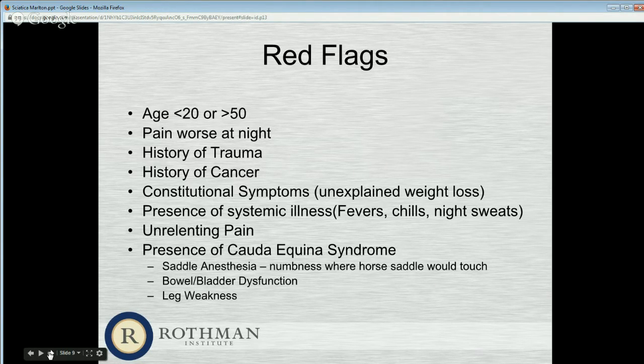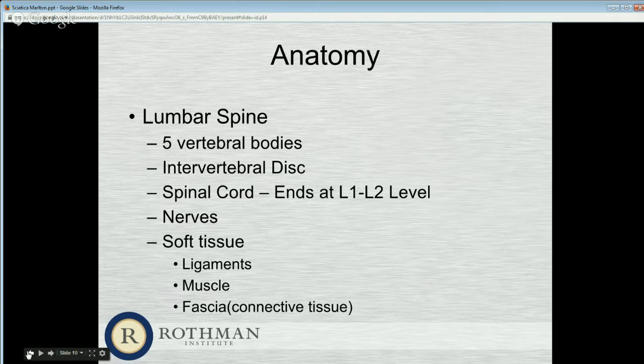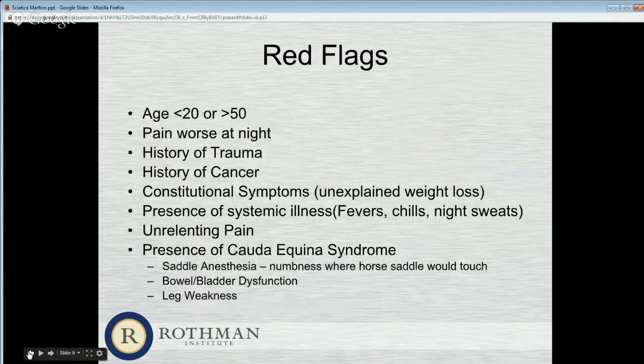Now, cauda equina syndrome is almost an emergency where we need to take you into the hospital, make sure that there's nothing pressing on the nerves, and decompress you urgently. So what does that mean? Three symptoms: saddle anesthesia. Imagine you're sitting on a horse, anywhere where that horse saddle is touching you is the saddle region. So, down in the area where you can't feel yourself wipe after you go to the bathroom, the inside of the thighs, the buttocks, those are areas that should not be numb from a back issue. If they are, that's a major problem.